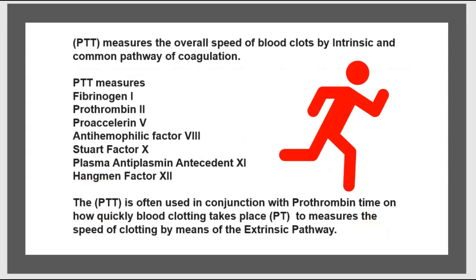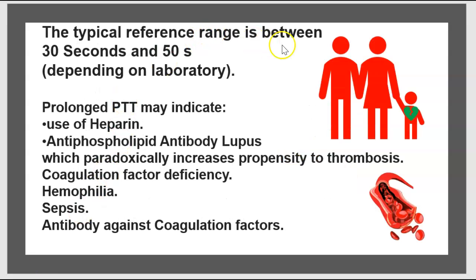DIC. PTT measures the overall speed of blood clotting by the intrinsic and common pathways. It measures fibrinogen, prothrombin (factor 2), proaccelerin (factor 5), antihemophilic factor (factor 8), Stewart factor (factor 10), plasma thromboplastin antecedent (factor 11), and Hageman factor (factor 12). The PTT is often used in conjunction with prothrombin time, which measures the speed of clotting by means of the extrinsic pathway. The typical reference range is between 30 and 50 seconds, depending on the laboratory.